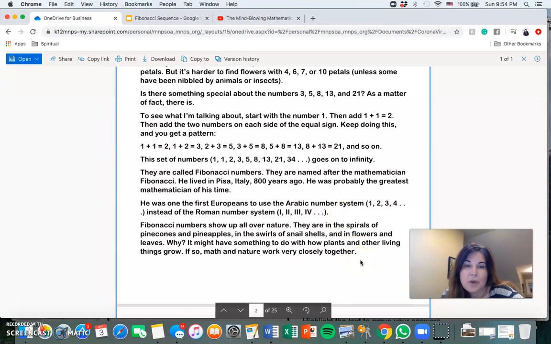Fibonacci numbers show up all over nature. They are in spirals of pine cones and pineapples, in the swirls of snail shells, and in flowers and leaves. Why? It might have something to do with how plants and other living things grow. If so, math and nature work very closely together.